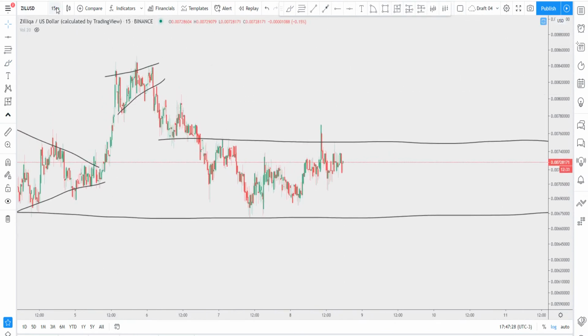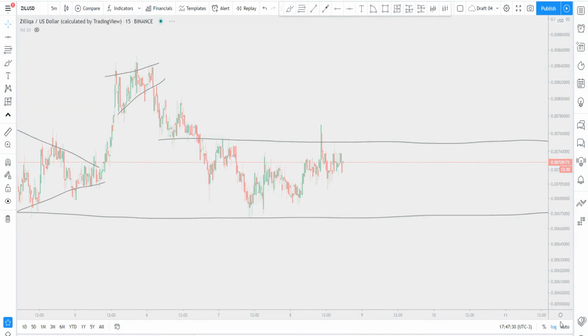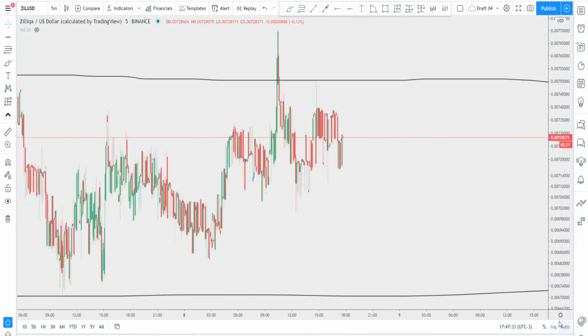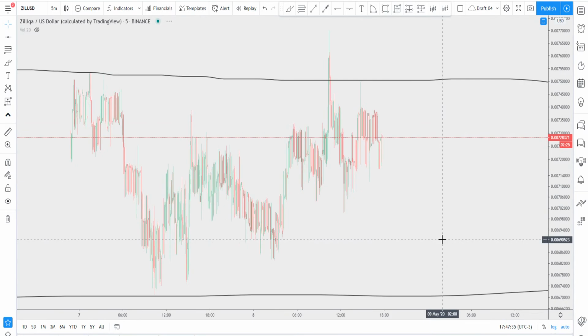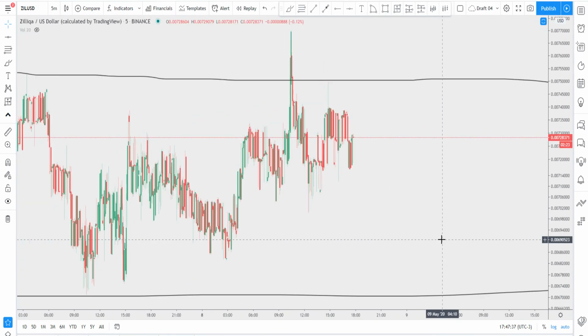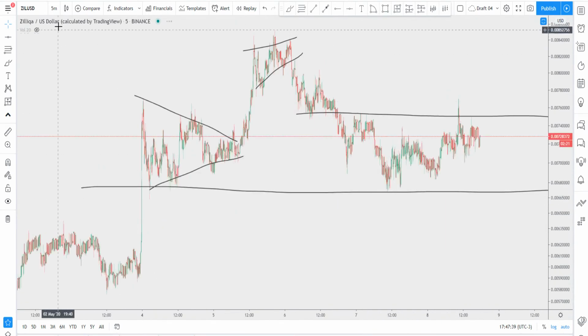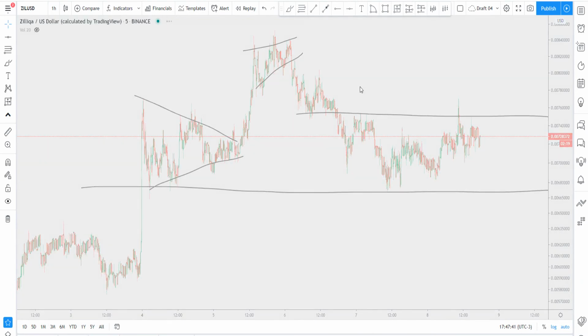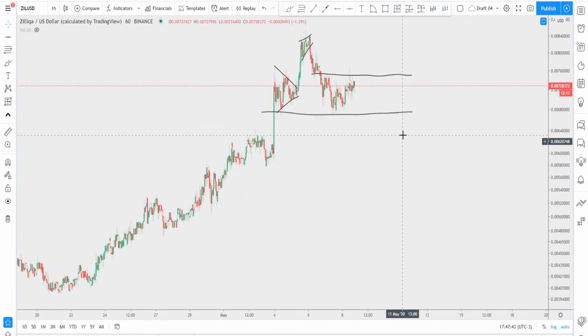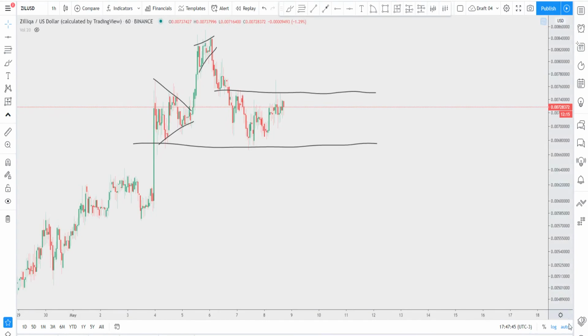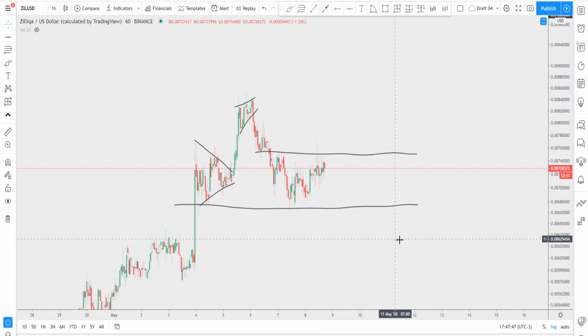A quick look on the 5, just for the sake of the bigger picture. Yeah, nothing. So that's all we had for now. Specific levels to watch for. And for Zilliqa, this is it.